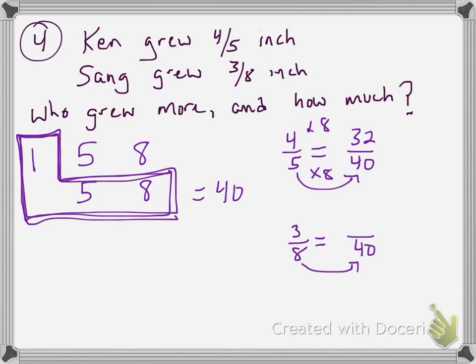How many times would 8 go into 40? I'd have to multiply by 5. Have to do the same thing up on top, and that's going to be 15. Well, now they're a little easier to compare because now I can see 32/40ths and 15/40ths. I'm just going to put some initials next to these. This was Ken. This was Sang.